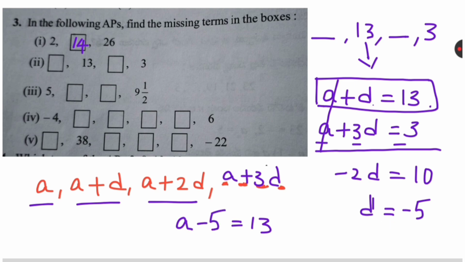Now add plus 5 on both sides. Then on the left hand side minus 5 plus 5 turns to 0, so we are left with only a on the left hand side. So a value is 13 plus 5, which gives 18. So a value is 18. That means the first term is 18.